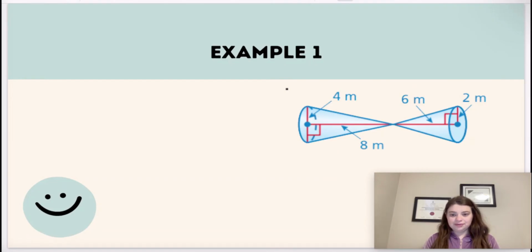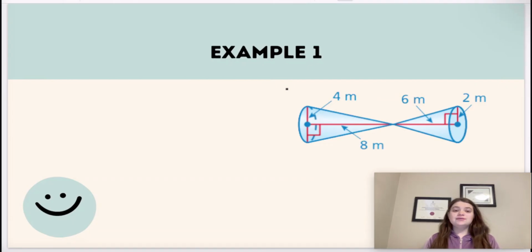All right, so starting with this first one, essentially what we have here are two cones that are put together. So therefore, I'm going to find the volume of the larger cone, and then separately I'm going to find the volume of the smaller cone, and then I'm going to add those volumes together to get the overall volume of this composite figure.